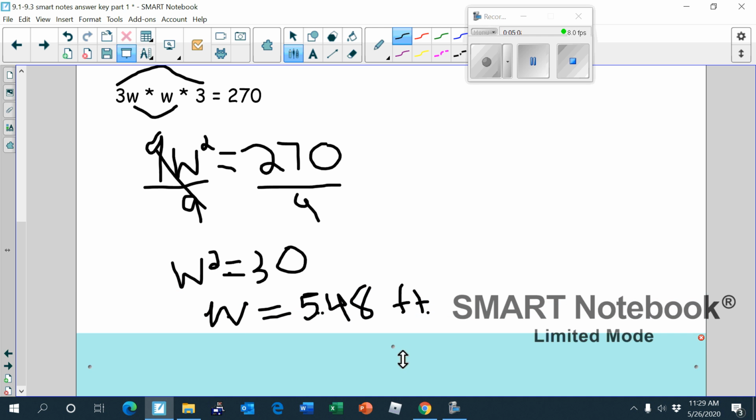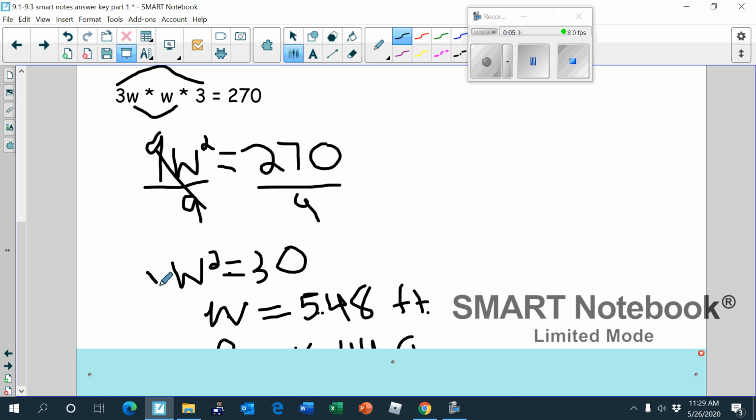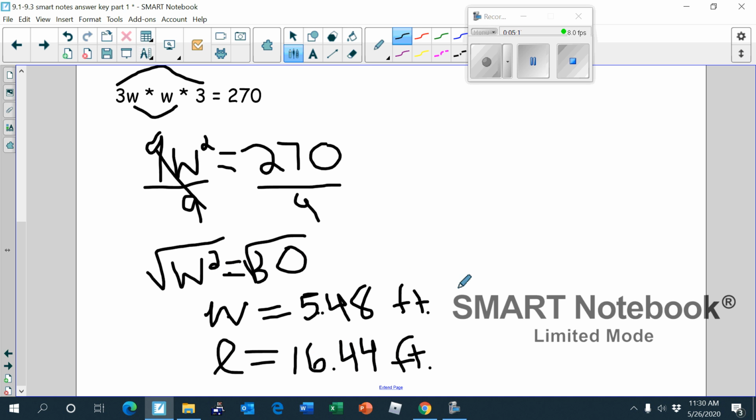So again, we take the square root of both sides. The square root of 30, we again have a decimal answer, is 5.48 feet. Now, why do you think I didn't put a plus or a minus? Think about it for a minute. Why did I not put a plus or minus as my answer? Very good, because a width and a length cannot be negative. You cannot have a dimension be a negative number.